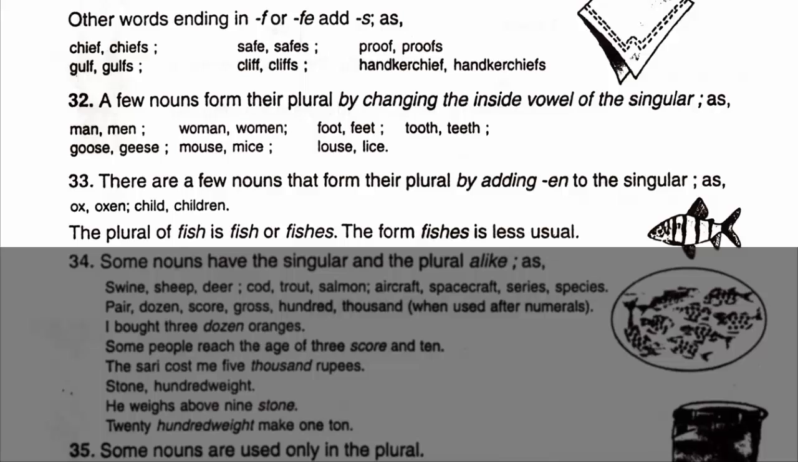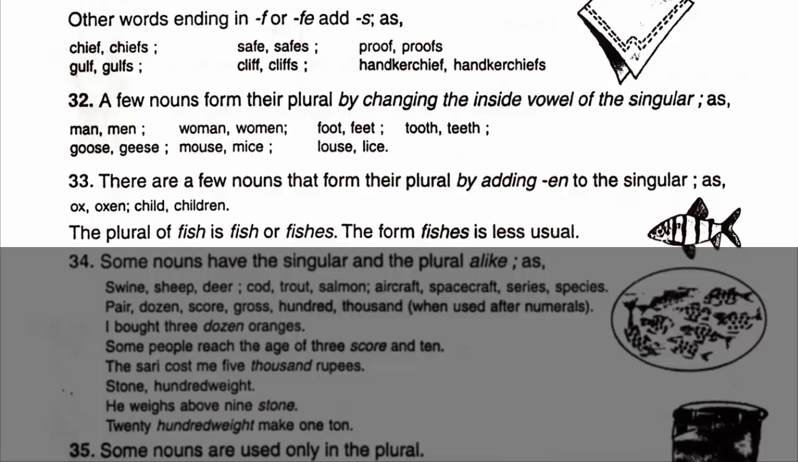Other words ending in f or fe add s. As chief, chiefs, safe, safes, proof, proofs, gulf, gulfs, cliff, cliffs, handkerchief, handkerchiefs. A few nouns form their plural by changing the inside vowel of the singular. As man, men, woman, women, foot, feet, tooth, teeth, goose, geese, mouse, mice, louse, lice. There are a few nouns that form their plural by adding en to the singular. As ox, oxen, child, children.